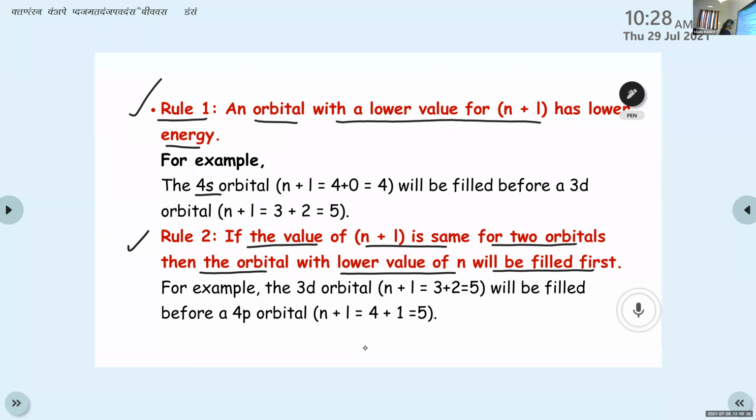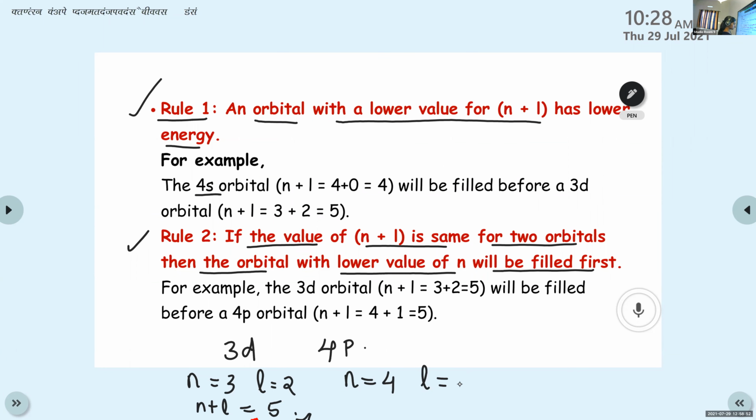So here the n value is 3, right? Then the L value is equal to 2. So here n plus L is 3 plus 2, that is 5. Then we are moving to 4p. Here the n value is 4. Then the L value is 1, right? Because here it is a p orbital. So the n plus L is also equal to 5.